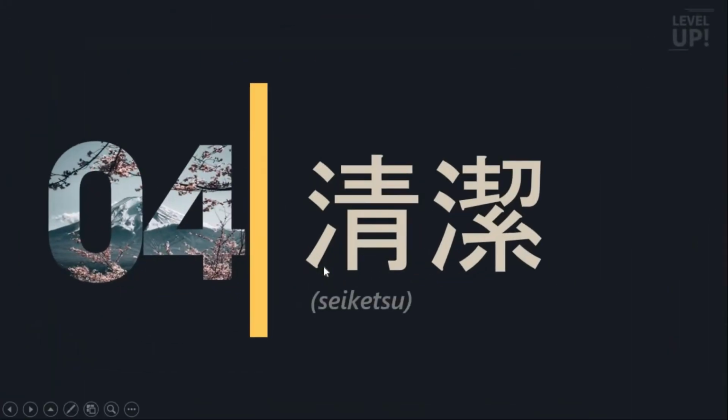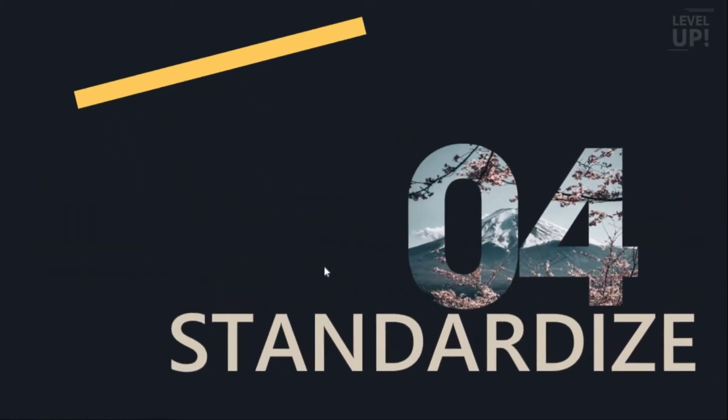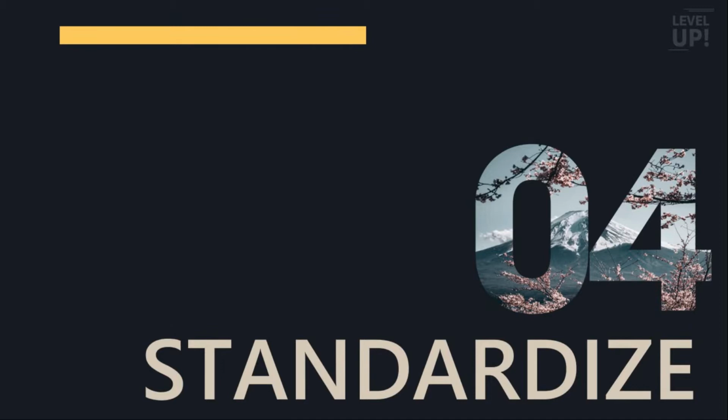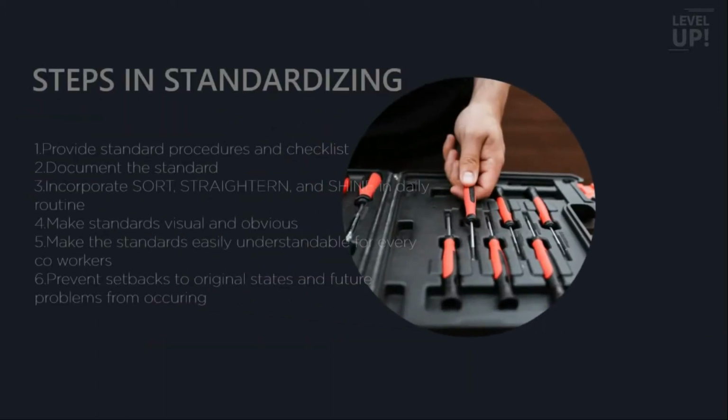The fourth S is the seiketsu, or standardize. What is it? It is the product of the sort, straighten, and shine, and it sets standards that all the 3 past steps must be strictly followed. Here are the steps in standardizing.